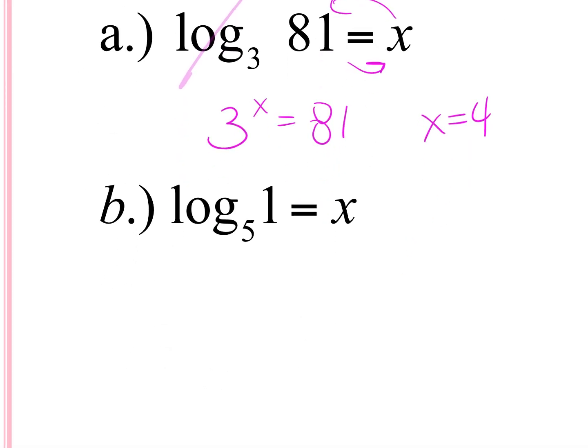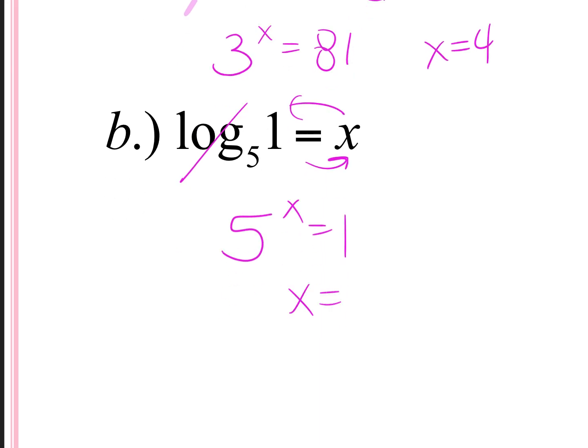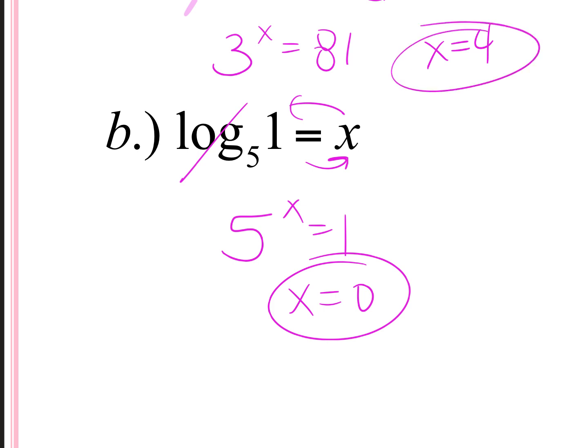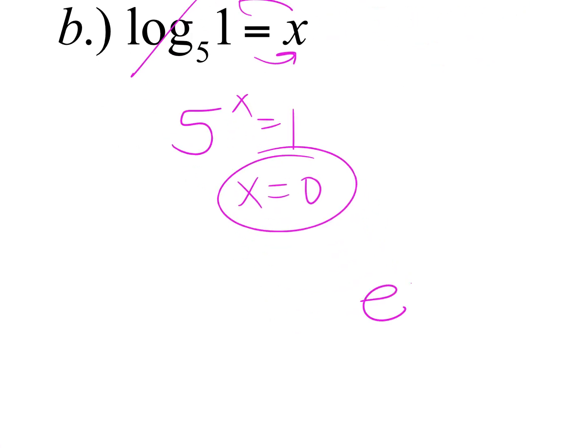All right, let's look at B. Let's think exponentially. So my big base is going to become what number? 5. What happens with 1 and x? What's x equal here? x equals 0. Anything to the 0 power equals 1. If you have e and ln, those are inverses of each other. If I had e to ln of 7.8, what do you think happens with e and ln? They cancel. What's my answer? 7.8.